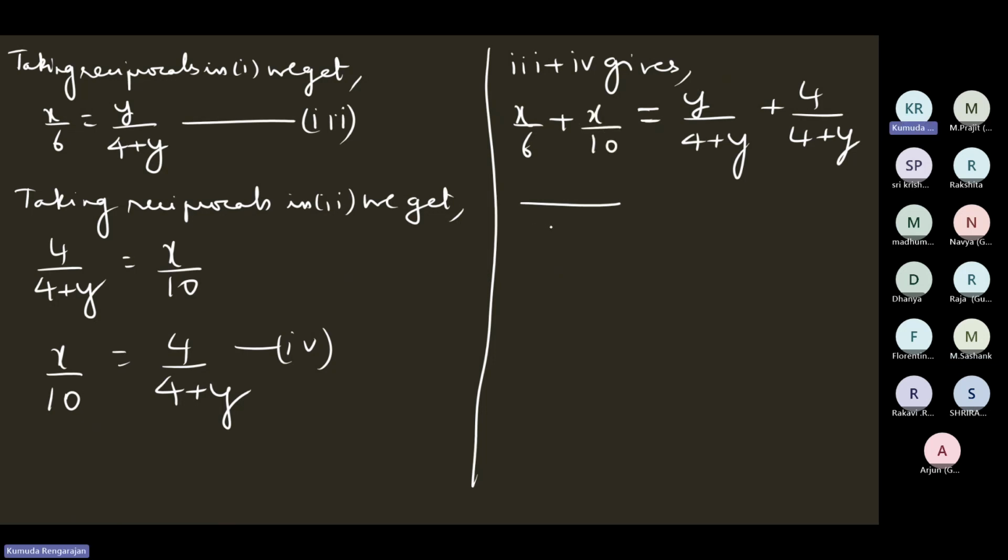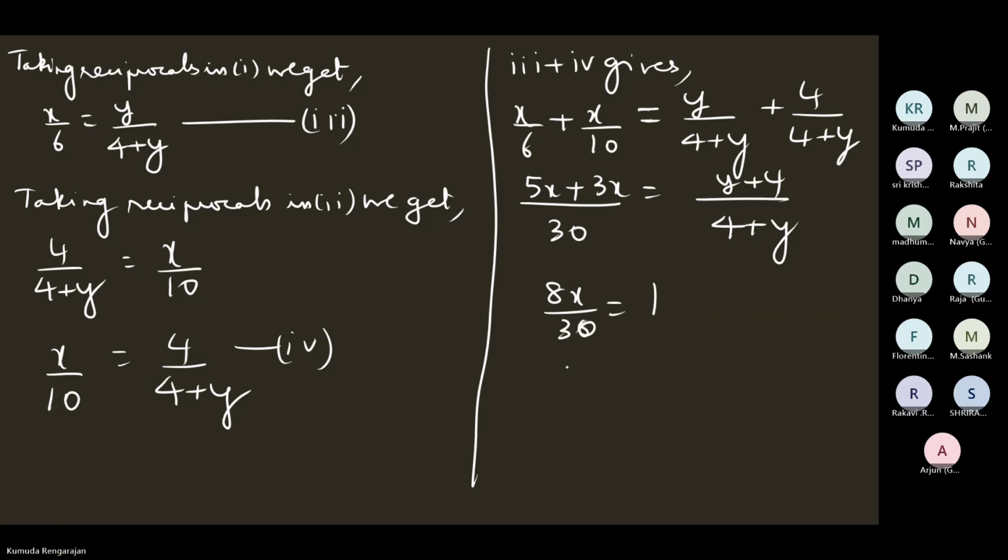Now what's the common denominator? 6 and 30. So 6 5s are 30, so 5x plus 3x is equal to 4 plus y common denominator. So you get y plus 4. So 8x by 30 is equal to 1. So x is equal to 8 by 30 will come to the other side as 30 by 8. Or you can cancel here and then take the reciprocal. So 2 4s are 8, 2 15s are 30. So on the other side, x is equal to 15 by 4. This is the value of x.